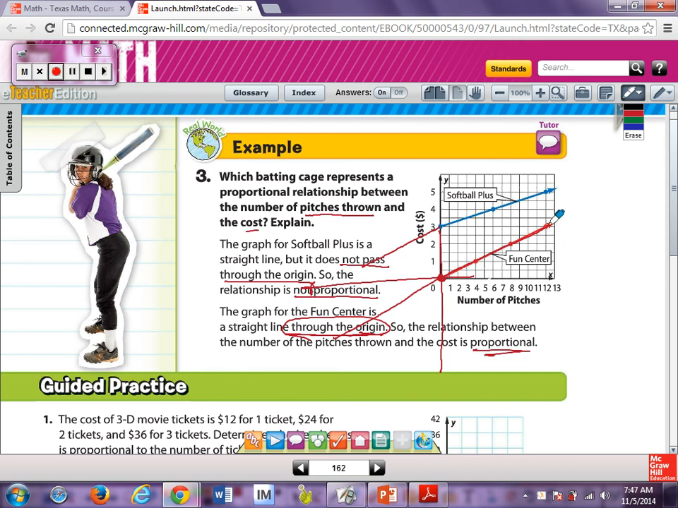Remember, anything that's proportional when graphed has to pass through the origin here at 0, 0. If you have a 0, 0 relationship where 0 things happen for 0 amounts of something else, then you have a proportional relationship. Over here, apparently, look at the number of pitches. If we have 0 pitches, we're being charged $3. That doesn't make sense. If you're not doing anything, you shouldn't be charged anything, really. This must be like a service fee just for walking into the place. Whereas here at the Fun Center, if you don't do anything, you don't get charged anything, and that's a little more fair, I believe. So now go ahead and work on the rest of the assignment for your homework.